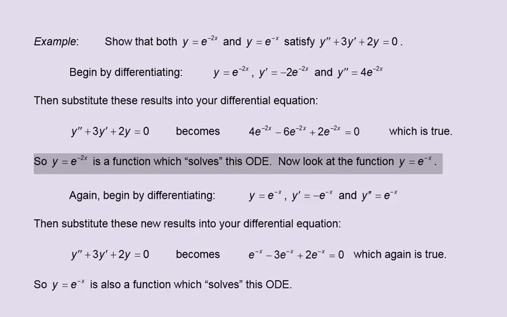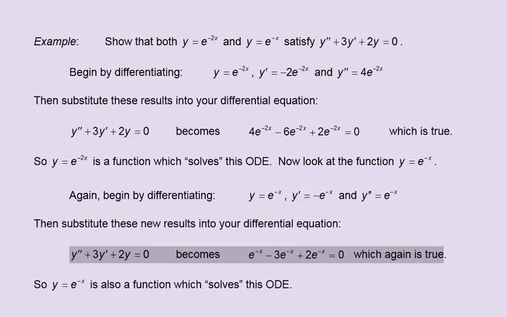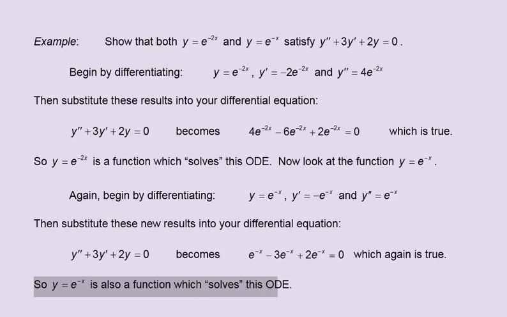Now look at the function y equals e to the minus x. Again, begin by differentiating. y equals e to the minus x, y prime equals minus e to the minus x, and y double prime equals e to the minus x. Then substitute these new results into your differential equation. y double prime plus 3y prime plus 2y equals 0 becomes e to the minus x minus 3 e to the minus x plus 2 e to the minus x equals 0, which is again true. So y equals e to the minus x is also a function which solves this ODE.